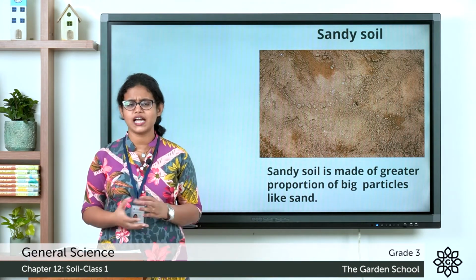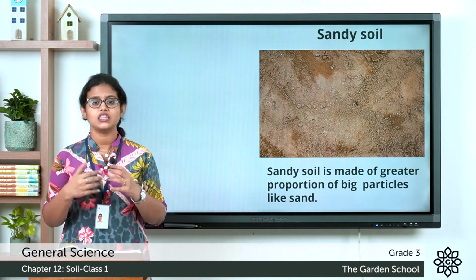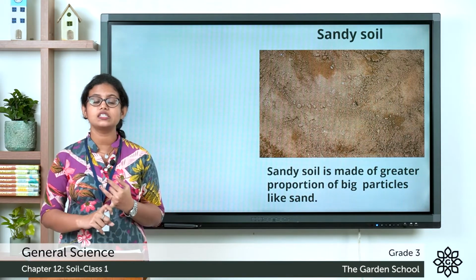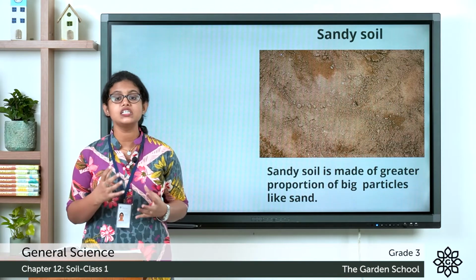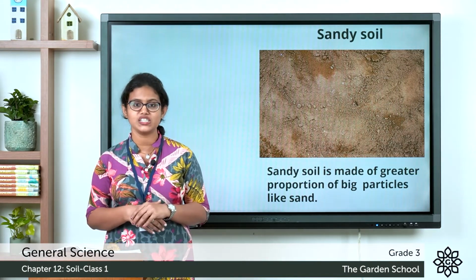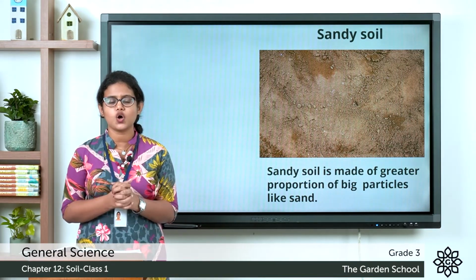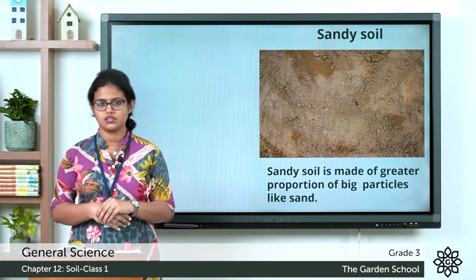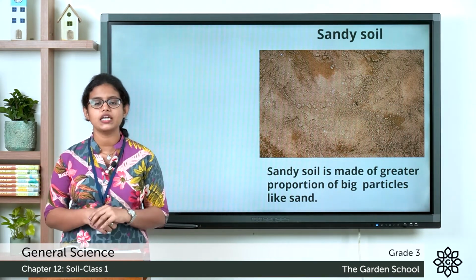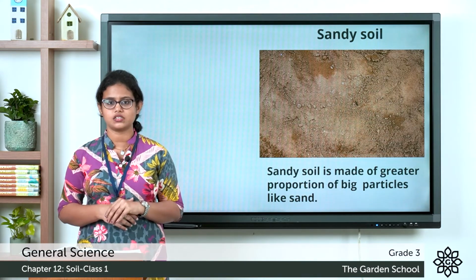Have you seen sandy soil? Where can we see this type of soil? We can see this type of soil in deserts. Even places near the sea have sandy soil. So sandy soil has a higher proportion of sand.